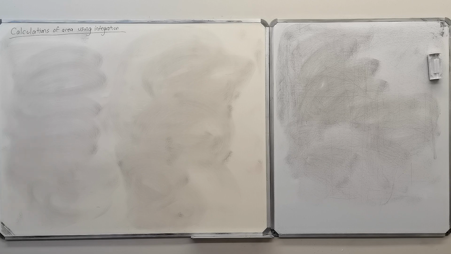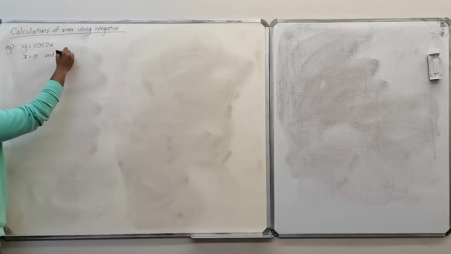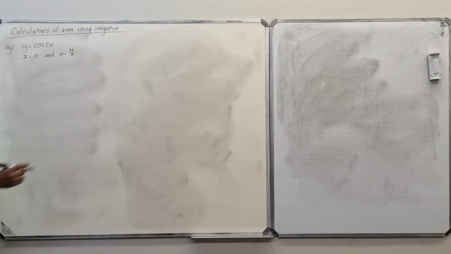Okay. I'm doing the example that's on page 264. They want you to calculate the area between y is equal to cos 2x, the x-axis, and between points of x is equal to 0 and x is equal to pi over 2. Right? That's what you have to do. So, first thing we would do: draw the graph, right?